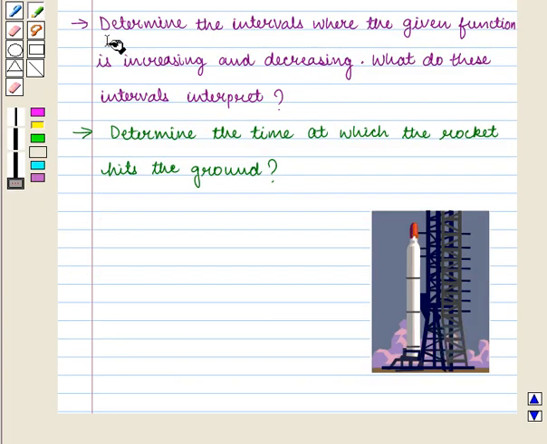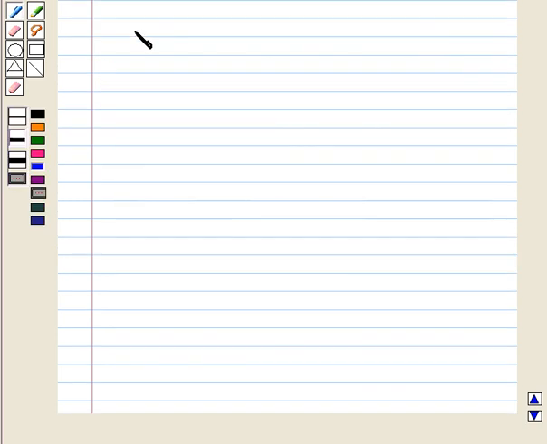and we will determine the intervals where the given function is increasing and decreasing. What do these intervals interpret? And we will determine the time at which the rocket hits the ground. We will solve it both algebraically and graphically. Let us first solve it algebraically.